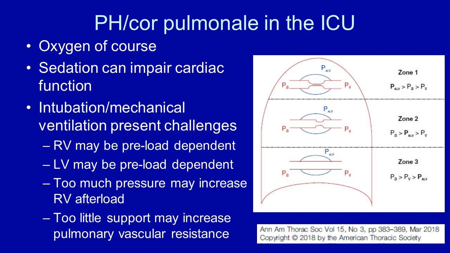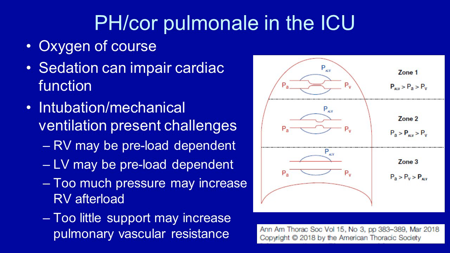Once you're applying positive pressure with a mechanical ventilator, it's important to recognize that you're going to be changing their hemodynamics. If their RV is preload dependent, having too much intrathoracic pressure may impair RV filling. Same thing with the LV. And if you apply too much pressure, you may actually increase the RV afterload and actually cause acute right heart failure. And if you have too little support, you may increase pulmonary vascular resistance through hypoxic-mediated mechanisms.